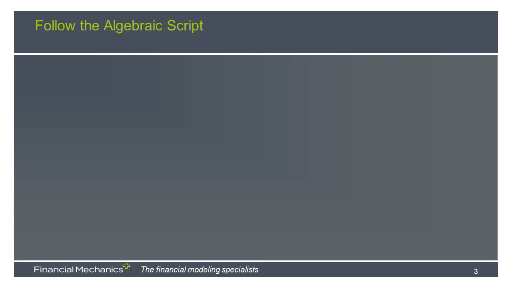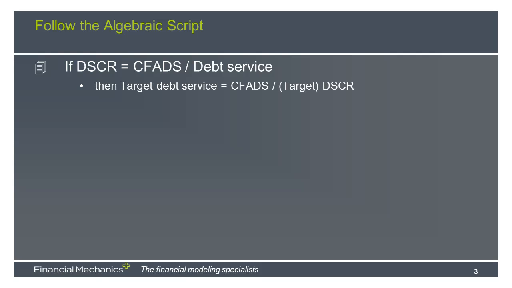So we start on the basis that the debt service cover ratio, DSCR, is equal to cash flow available for debt service, CFADS, divided by debt service. So that's simple. And I can rearrange terms to re-express that as target debt service. So here I'm introducing the idea that our hoped-for debt service would equal the CFADS divided by, again, the idea of a target debt service cover ratio.